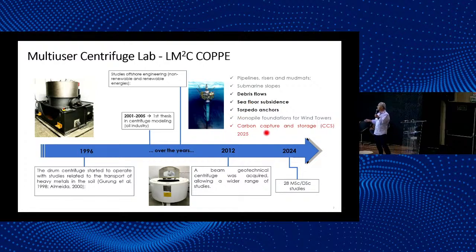And I'm pleased to tell you that we are going to get a new project in early 2025 in carbon capture and storage, and the influence of that on slope stability. So that will be challenging. And so far, you have 28 studies. That actually is 20% of my overall number of students.